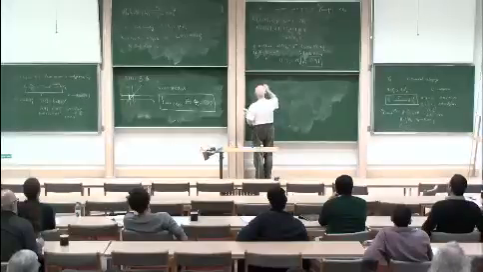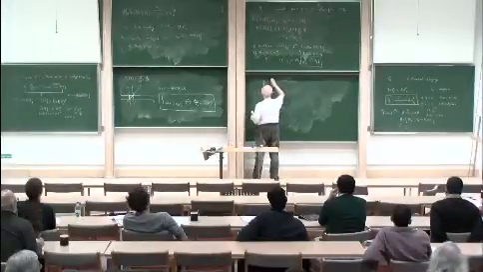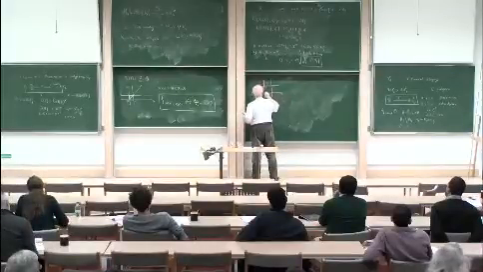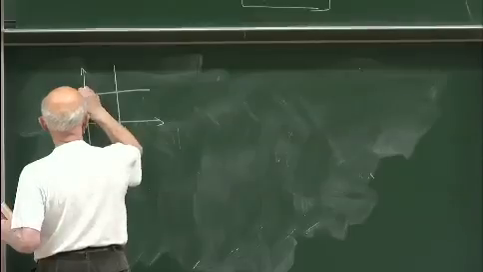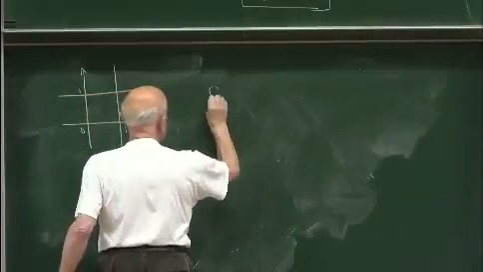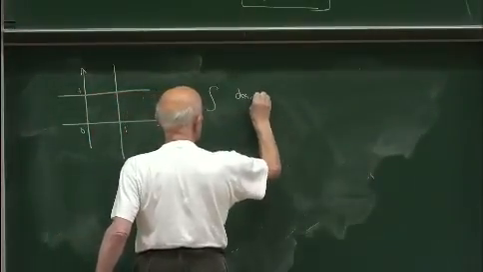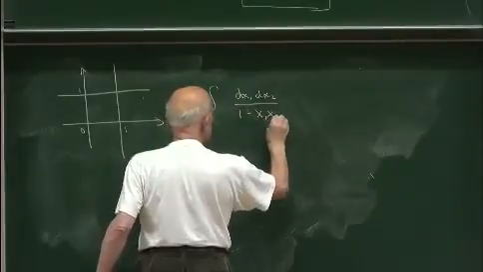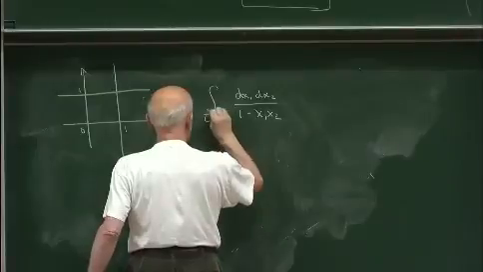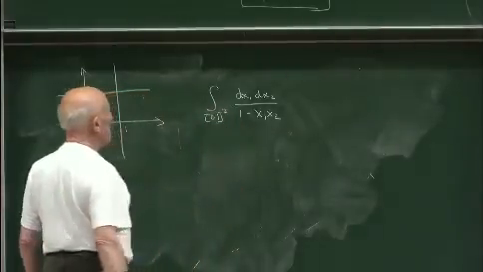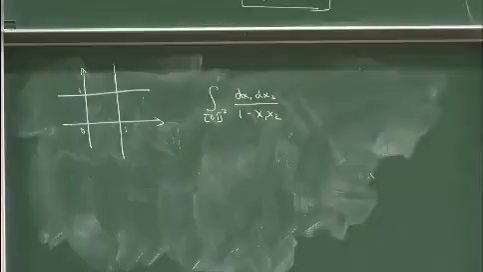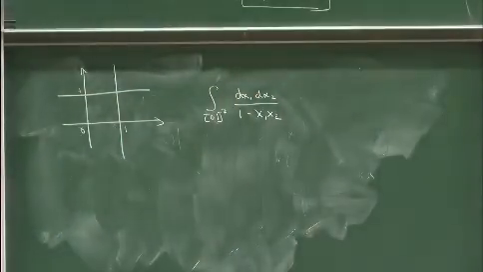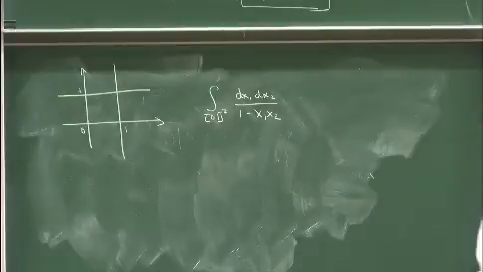This time, the domain of integration is a square, [0,1] by [0,1]. The function that I'm integrating is dx1 dx2 over 1 minus x1 x2, over the square [0,1] squared. Well, this time, again, you have a boundary, but we know what to do about this one.